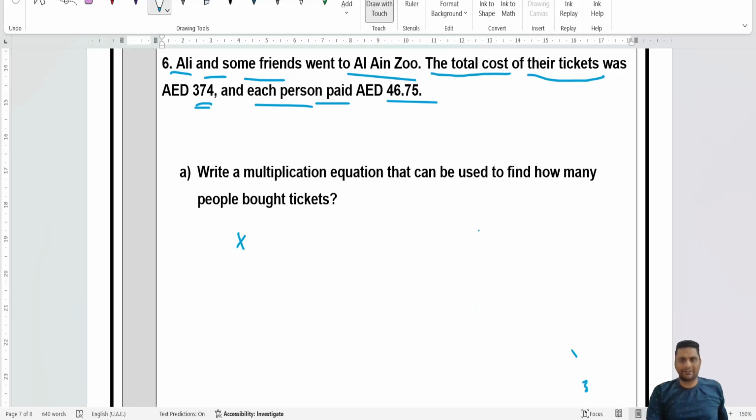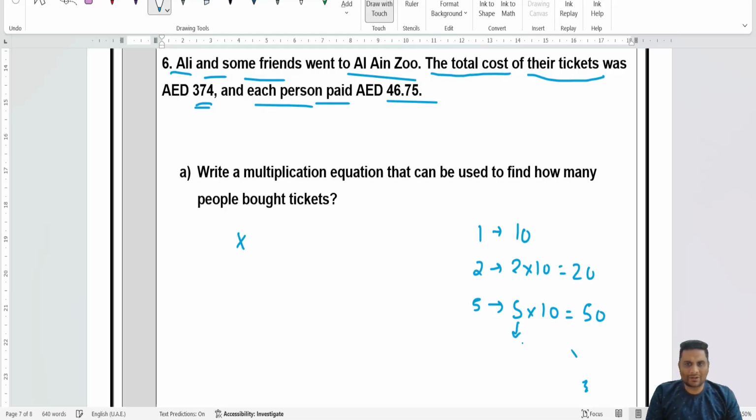If I am buying a ticket, let's say the price of one ticket is 10 dirham. What will be the price of two tickets? You will simply say 2 times 10, that is 20. Correct? If I ask about 5 tickets, you will say 5 times 10 equals 50. So how are we making this equation? Here I am writing the number of people, number of friends, right? This is the price of one ticket, correct or no? And this is the total money. So we will do the same thing here.